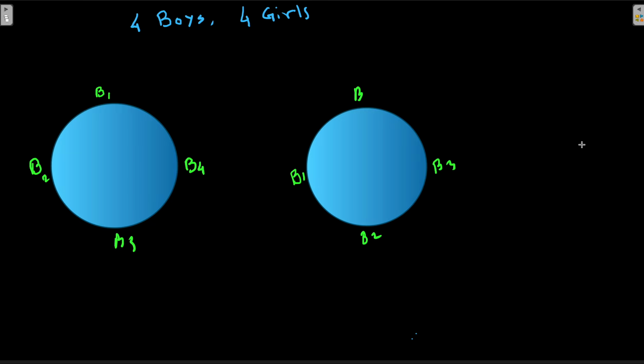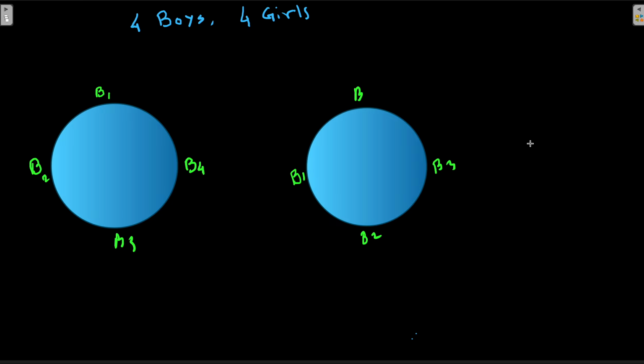Hello, so in this video we are going to solve a permutation problem. Basically there are four boys and four girls who want to sit around a round table. In how many ways can they sit so that no two girls are consecutive, meaning no two girls sit together? The first point to understand is that if no two girls are sitting together, then no two boys can sit together either.